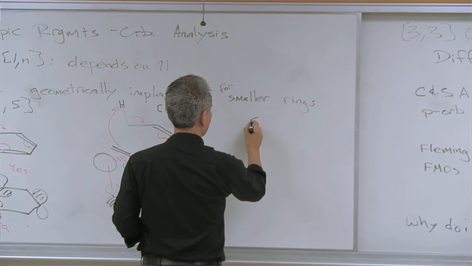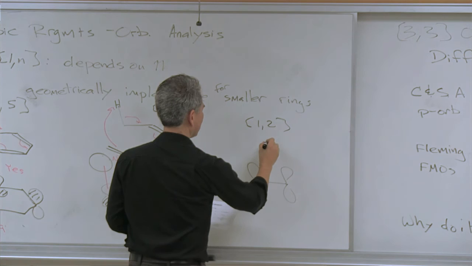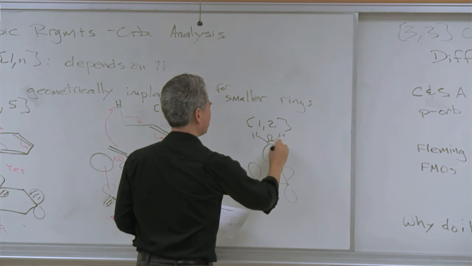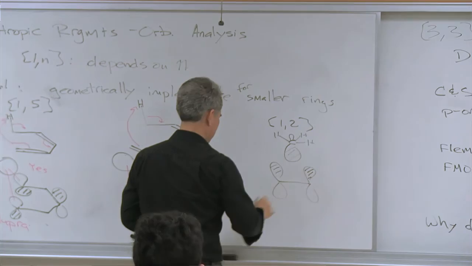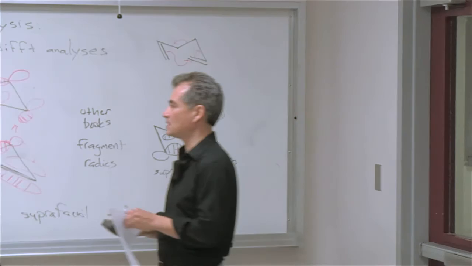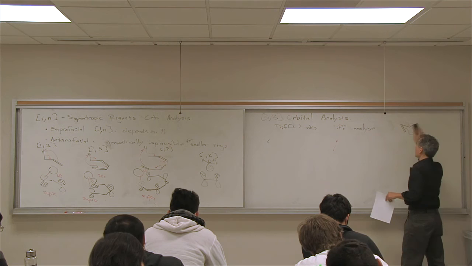I'll just mention a 1-2 shift is allowed by orbital symmetry, the carbocation shift. And how do I draw a carbocation shifting? If I draw a carbocation shift where a methyl group shifts, I would draw the two carbon system like a pi bond. A 1-2 shift is allowed by orbital symmetry. It doesn't matter whether it's a hydride shift or an alkyl group shifting, the orbital phasing works out for a 1-2 shift.